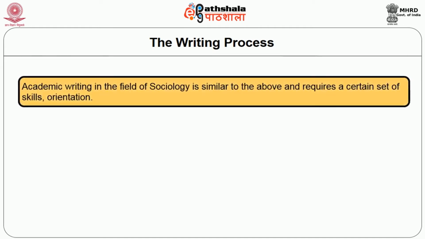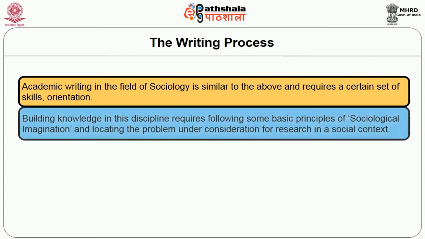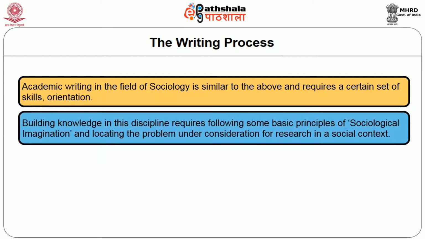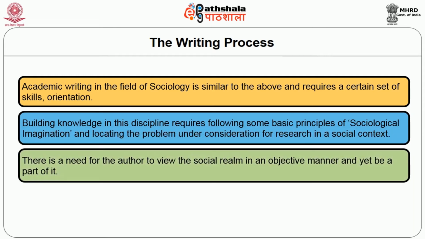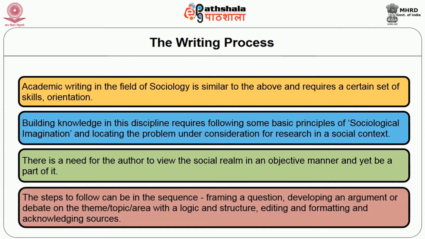Academic writing in the field of sociology is similar to the above and requires a certain set of skills and orientation. Building knowledge in this discipline requires some basic principles of sociological imagination and locating the problem under consideration for research in a social context. There is a need for the author to view the social realm in an objective manner and yet be a part of it. The steps to follow can be in this sequence as framing a question, developing an argument or debate on the theme or topic or area with a logic and structure, editing and formatting and acknowledging sources.